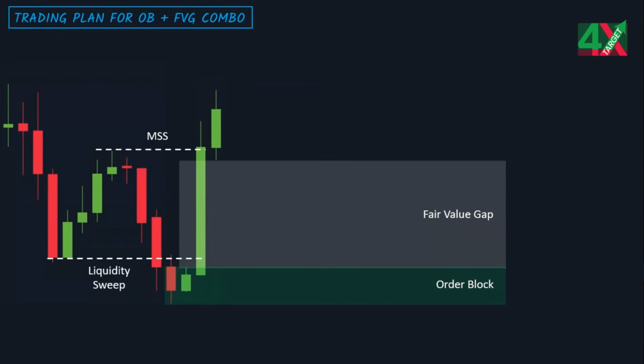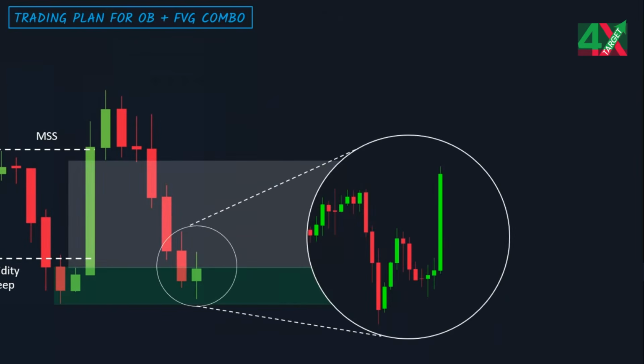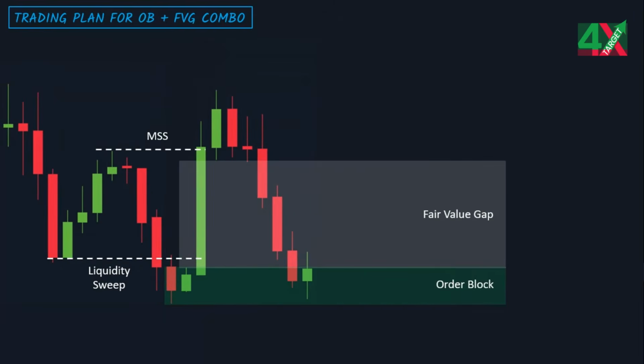Do not enter immediately after spotting the valid setup. Wait for price to retrace back into that zone. Drop to a lower timeframe such as M1 or M5 inside the zone and look for confirmation, such as a change of character or break of structure, signaling that the retracement is complete and the market is resuming in the original direction. Enter on the retest inside the order block or fair value gap zone. Place your stop loss just beyond the order block, with a small buffer. This keeps risk tight while still protecting you from minor wicks.